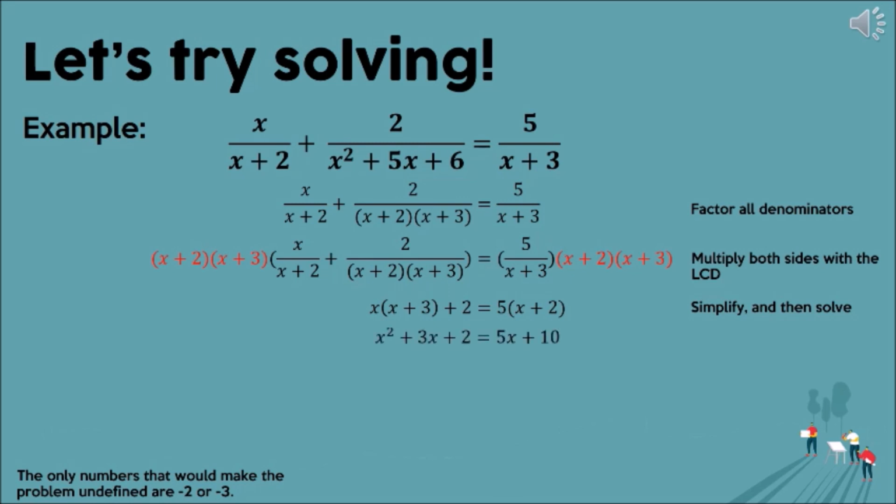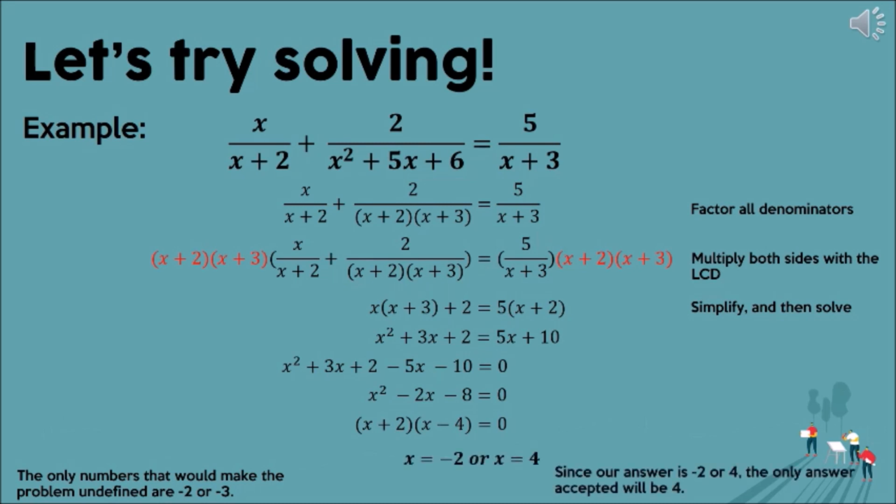plus 10. Now since we have a quadratic expression again, we should put this in standard form, which is equating everything to 0 and simplify. We now have x squared minus 2x minus 8 is equal to 0. To find the values for x, factor this expression and we will get x plus 2 times x minus 4 is equal to 0. Equate each factor to 0 and we will have values for x which are negative 2 and 4. Since one of our restrictions is negative 2, the correct answer for this problem is 4.